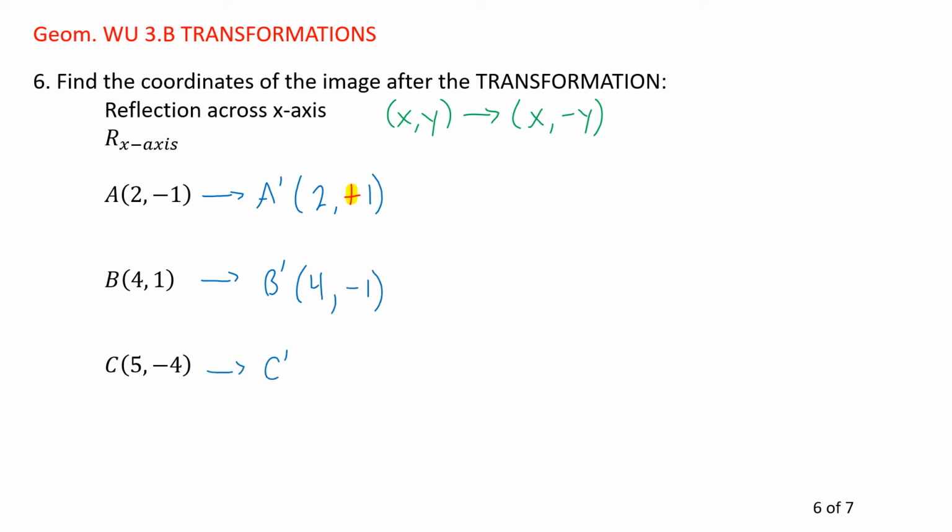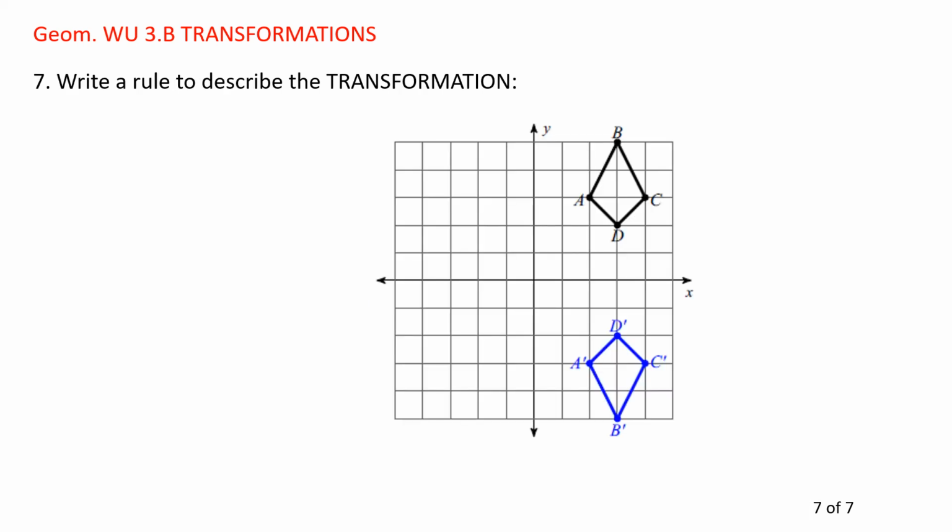For C prime, the 5 stays the same, and you change the y to become a +4. As long as you know the rule. If you don't know the rule, just sketch yourself a quick graph. Do one of them, and figure out the rule from that. Write a rule to describe the transformation.